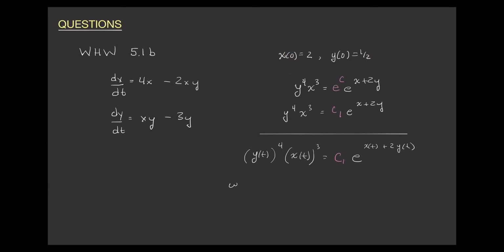So when t is equal to 0, that is, you have y of 0 to the fourth, x of 0 to the third is equal to c1 times e to the x of 0 plus 2y of 0. Now you can substitute in 2 and 1/2 appropriately for all these, and then you'll be able to solve for c1 from there. All right, that is that part.